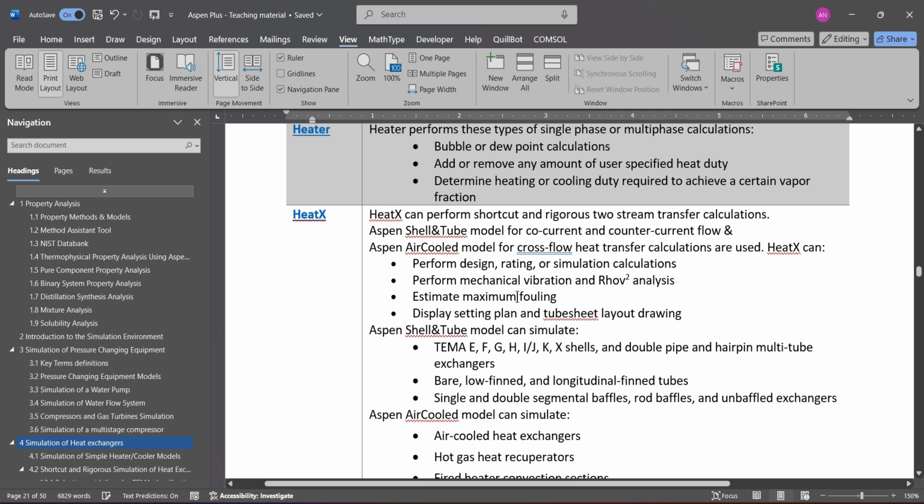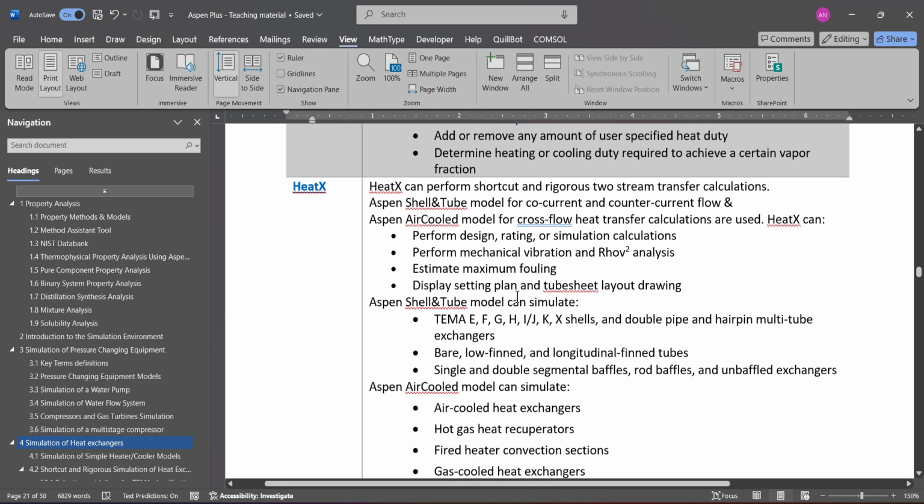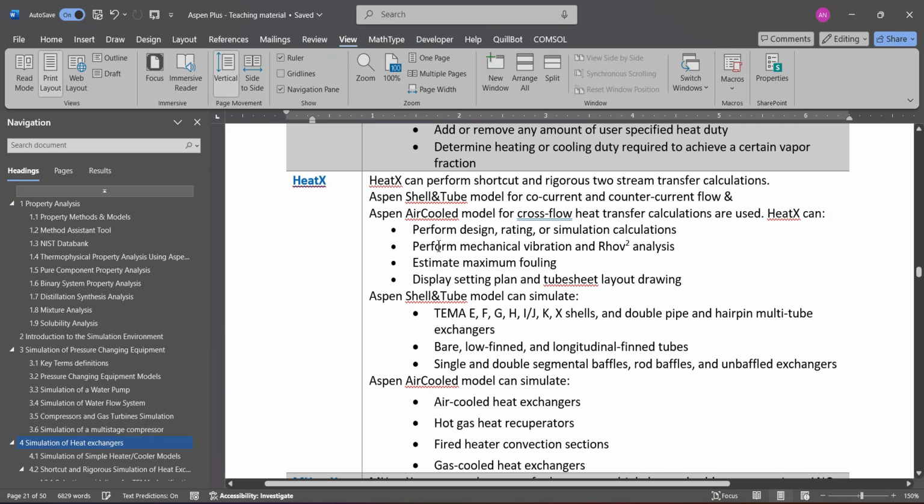Since the HeatX block can perform rigorous simulations, those simulations can also provide some mechanical information of the geometry. Also, we can estimate the fouling with the same integration with the exchanger design and rating. That is another interface, and that interface is clipped inside the Aspen Plus interface as well. We'll use that interface today. So with that, we can determine the actual layout of the heat exchanger as well: how the tube bundle should look, how the shell will look, with the available TEMA class.